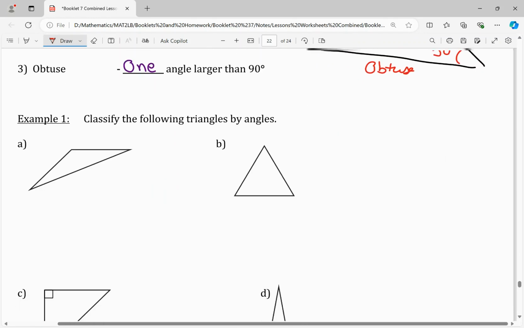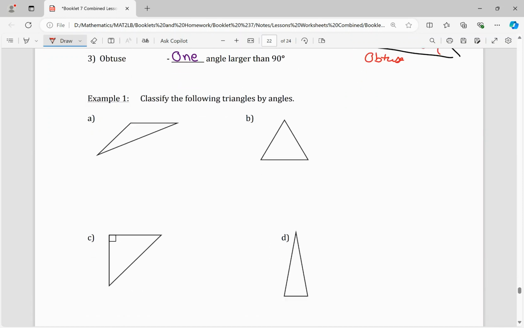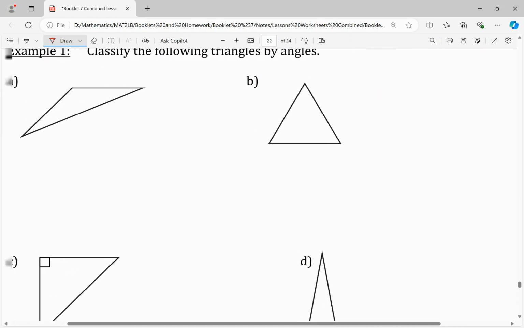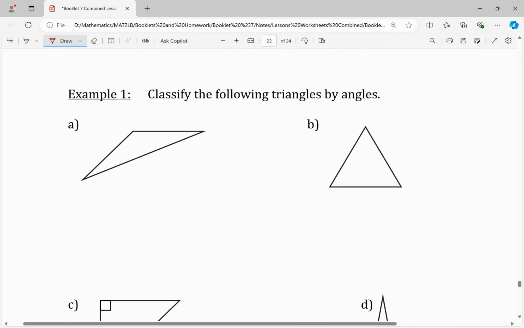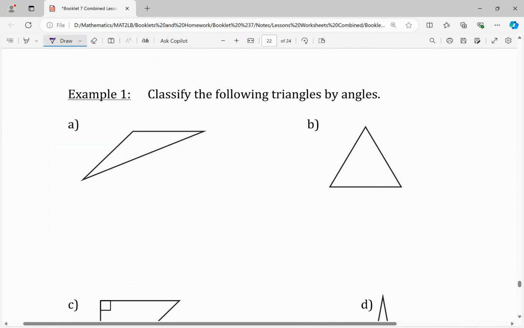Right? So that's the hard part of the lesson. Now you need to classify these triangles. I don't give you the angles, you just need to eyeball it, right? Now I'm looking at this first triangle, and it's looking obtuse, right? This angle right here, that looks pretty large.